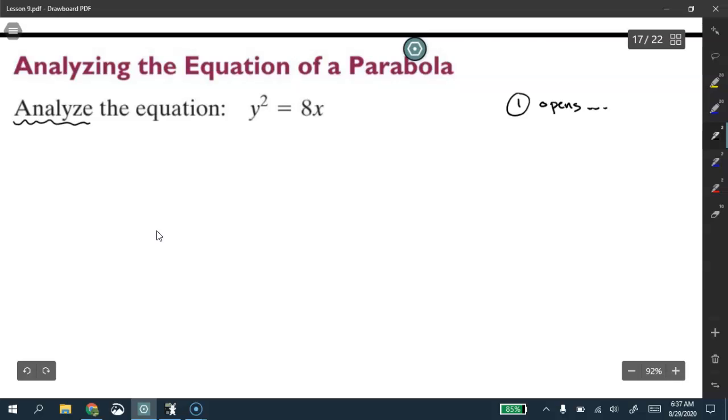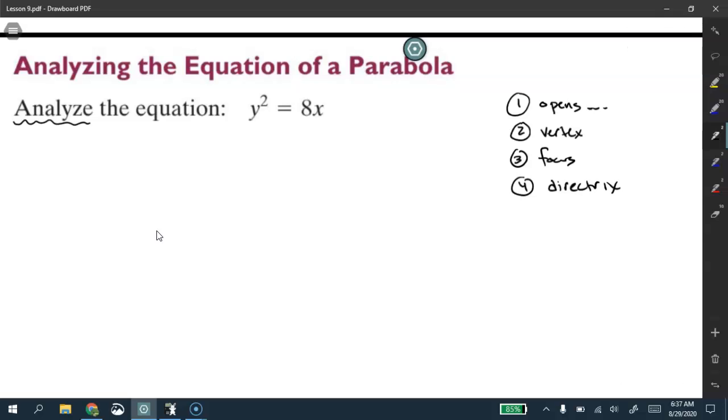Another thing that you're going to analyze when it comes to a parabola is you need to figure out what the vertex is. You need to figure out what the focus is. You need to figure out what the directrix is. Okay, so those are the types of things that we analyze. And you don't have to number them the same way. In analyzing, we need that graph. Okay, so let's go ahead and start.